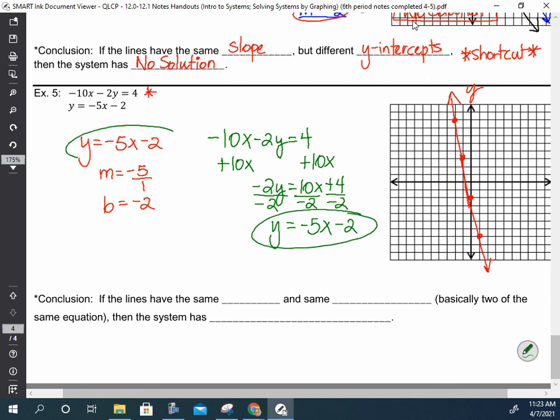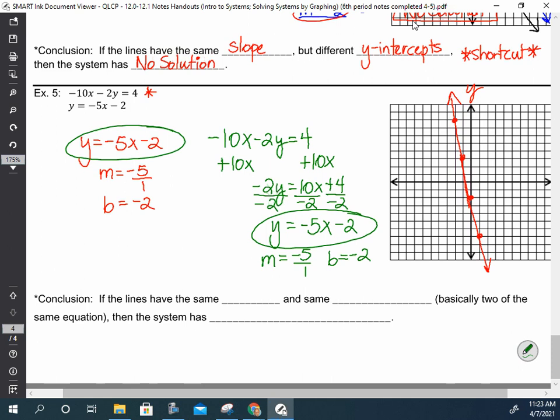You don't have to be Ray Charles to see what this is. They're the same exact equation. They match up 100% exactly. The slope is still negative 5 over 1, and the y-intercept is still negative 2. It's the exact same equation. So why am I about to graph the same thing twice? Doesn't make sense. I have the same equation.